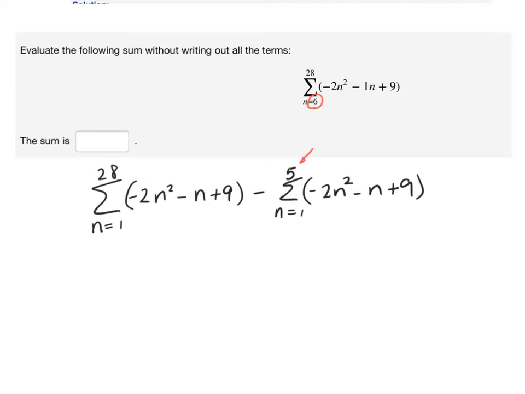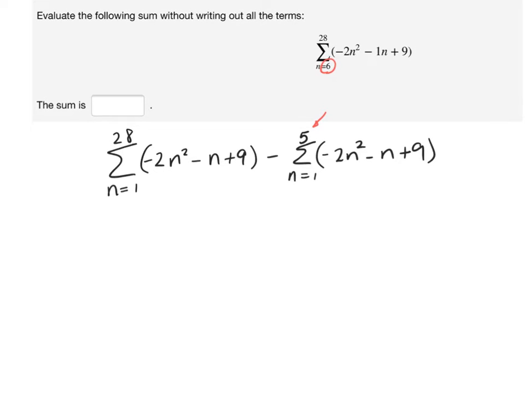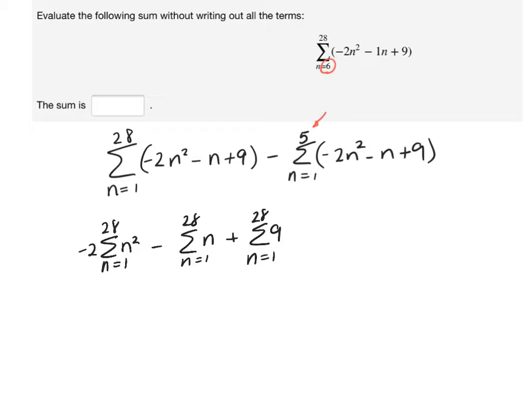You're fine. And then I'm going to use those formulas, but before I do, I am going to break it apart. So I have the summation of n equals 1 to 28. I'm going to pull out the negative 2, so I just have the n squared, minus the summation of n equals 1 to 28 of just n, plus the summation of n equals 1 to 28 of 9. And all of this is just that.